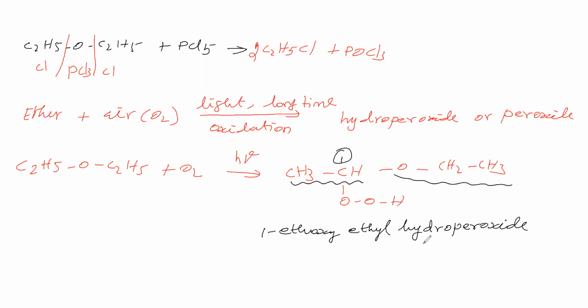What is the mechanism involved here? Free radical mechanism is involved here. Light is there, so free radical mechanism. Then oxidation takes place at which carbon? We'll see. The carbon which is directly attached to the ethereal oxygen, at that carbon oxidation takes place. The carbon directly attached to ethereal oxygen will undergo oxidation.